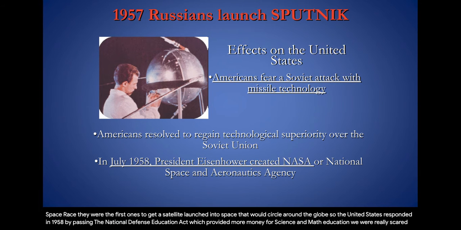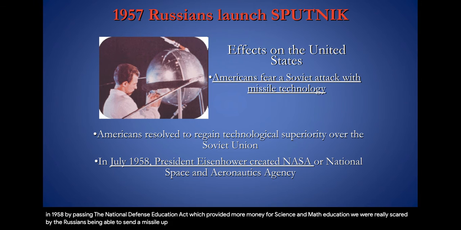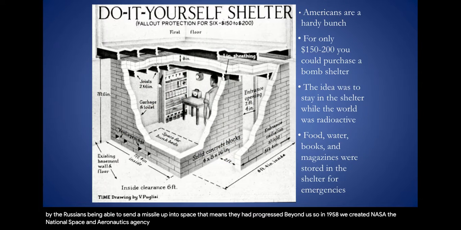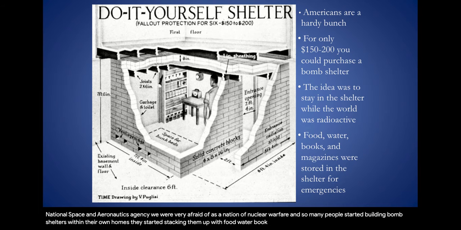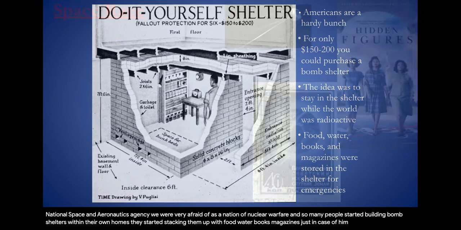We were really scared by the Russians being able to send a missile up into space. That means they had progressed beyond us. So in 1958, we created NASA, the National Space and Aeronautics Agency. We were very afraid as a nation of nuclear warfare, and so many people started building bomb shelters within their own homes. They started stacking them up with food, water, books, magazines, just in case of an emergency.